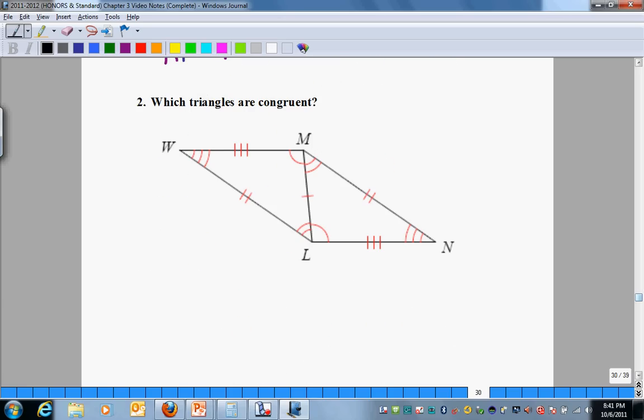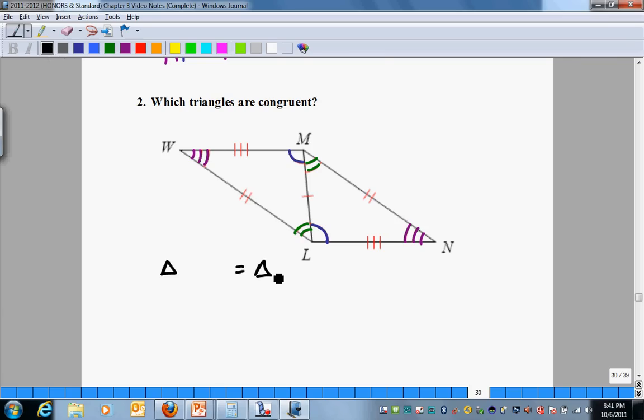Here I want to say which triangles are congruent. It's very important that you align the vertices. You align the vertices. Watch the hatch marks. We have here 1 sweep and 1 sweep. And then here we have 2 sweeps and 2 sweeps. And here 3 sweeps and 3 sweeps. Now, it doesn't matter which order you start with, but let me give you an example here.